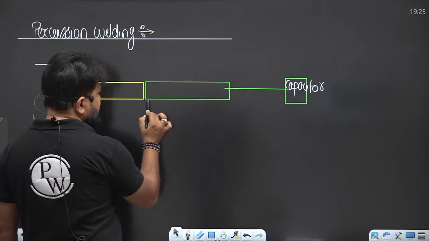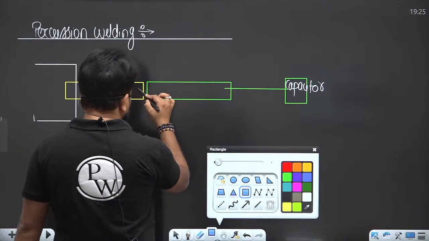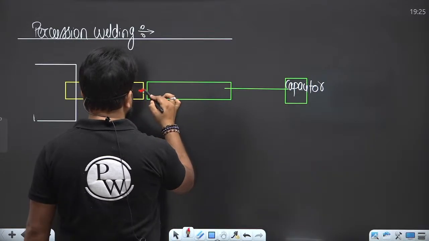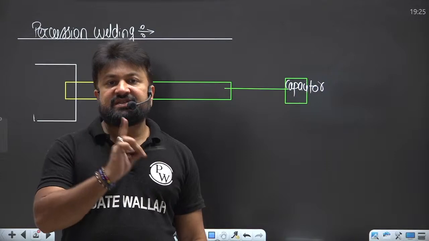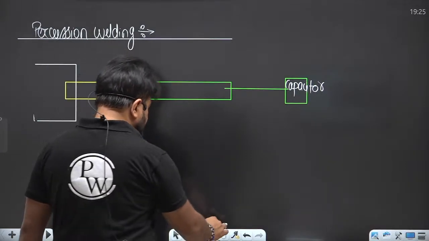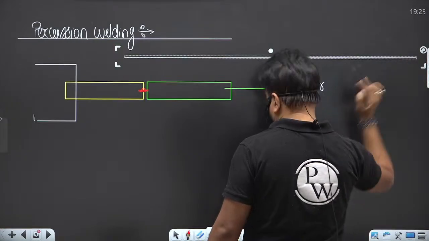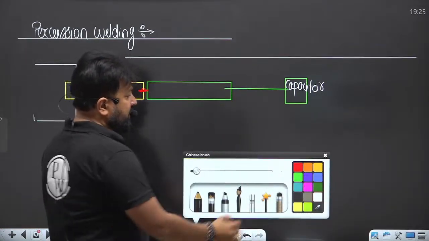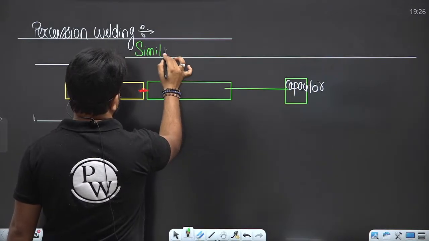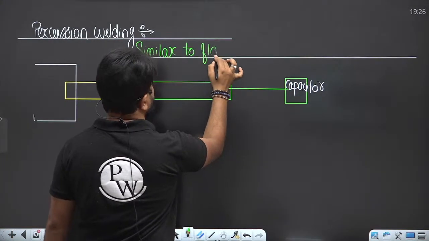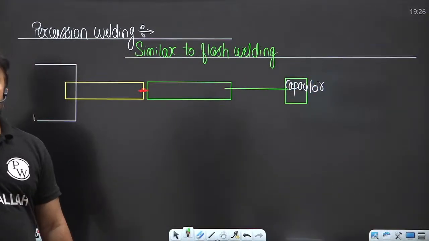After that we separate them by a small distance, and an arc is produced between them, right? The arc duration is very small. Let me write down one point here. It is similar to flash welding, my dear, right?